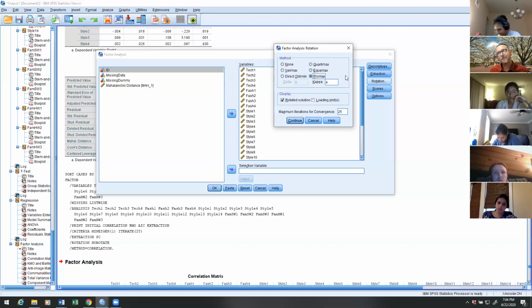I think the textbook uses Varimax a lot, which is fine. I happen to use Promax a lot, which is fine. But there's not a strong argument for using one or the other. You're not going to gain or lose a whole heck of a lot if you choose one method or another.